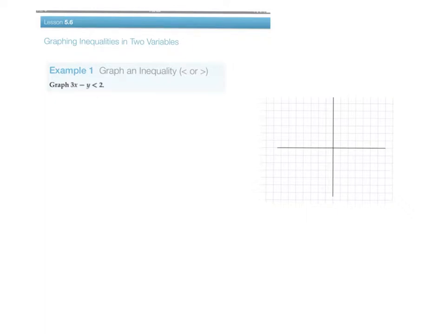To graph an inequality, we need to get this equation into a graphing form. And to do that, we need to get y by itself. So we need to get into this form, y equals mx plus b. So to do that, I need to move this 3x over.